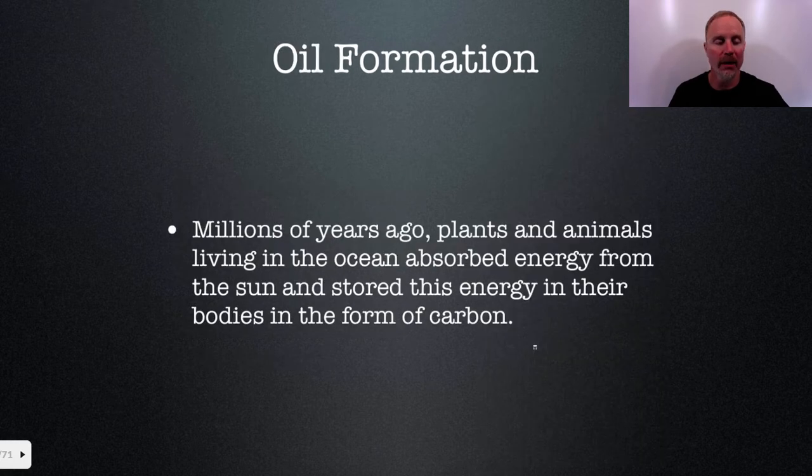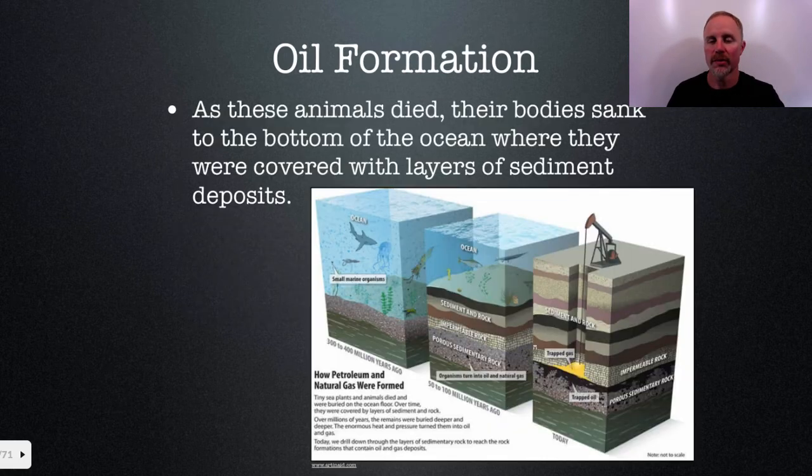Okay. Now, as the formation of oil goes, millions of years ago, about 360 to 300 million years ago during the Carboniferous period, there's lots of plants and animals living all throughout the world, especially in the ocean, and they absorbed a lot of the energy from the sun. Photosynthesis was taking place, and a lot of this energy was formed in their bodies, whether it's a plant or an animal, and it was a huge source of carbon. Once these animals began to die, their bodies sank to the bottom.